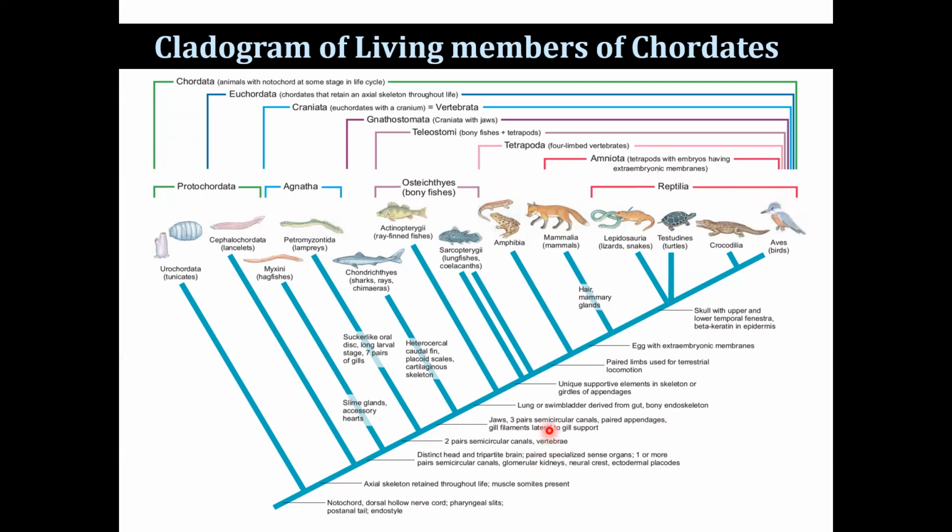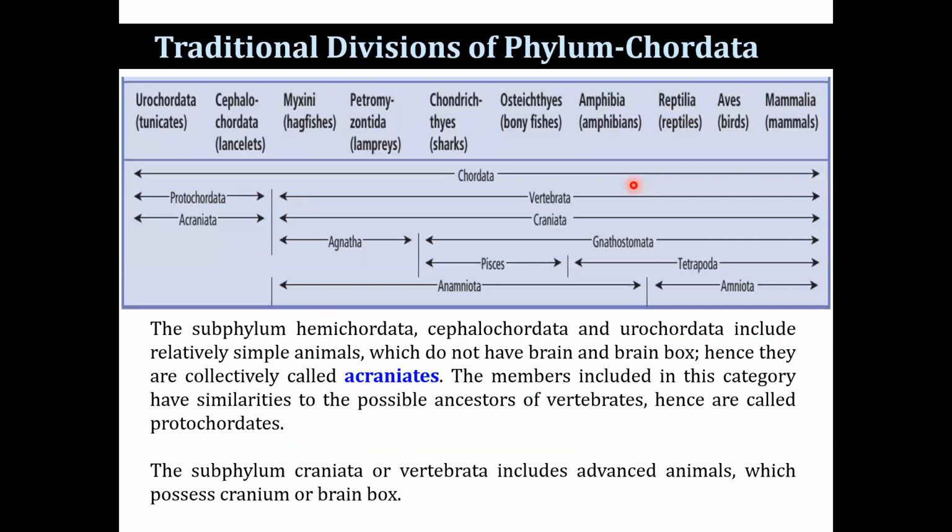And then there is another derived character, a naked skin with slime glands, and that separates the hagfish from the lineage. Similarly, there are many features, such as the jaw, sometimes paired limbs, sometimes an extreme running membrane, etc., that can separate the chordates into protochordates and chordates, and then acraniata and craniata. And this is the traditional division of the phylum Chordata.